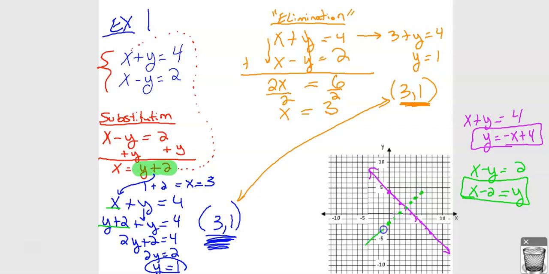And notice this line is going to look like this. Notice the point of intersection where they cross is 3, 1. So I got the exact same answer using all 3 methods. I wanted to show you that you could solve it using substitution, elimination, or graphing. Any one of those 3 works to get you the same exact answer. And again, that's a system of equations, and all I did was 2 variables with 2 equations.